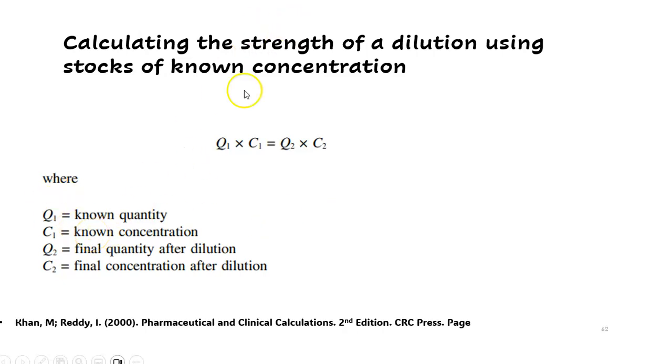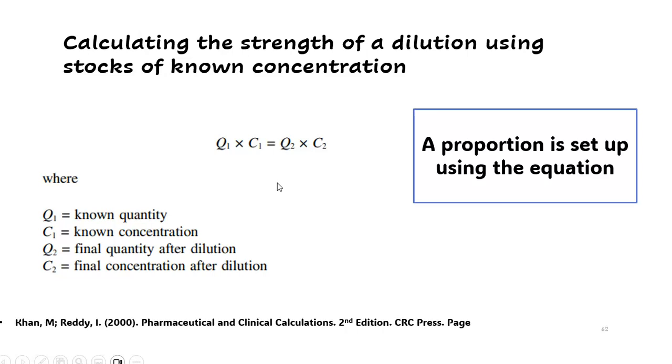But C is consistent because that deals with the concentration. So to use C1V1, what must be known at all times? The concentration of what you desire, the quantity of what you desire, the concentration of what you're using, and the quantity of what you're using. And then one of these you're solving for, the unknown. We use proportion to set up our equation.